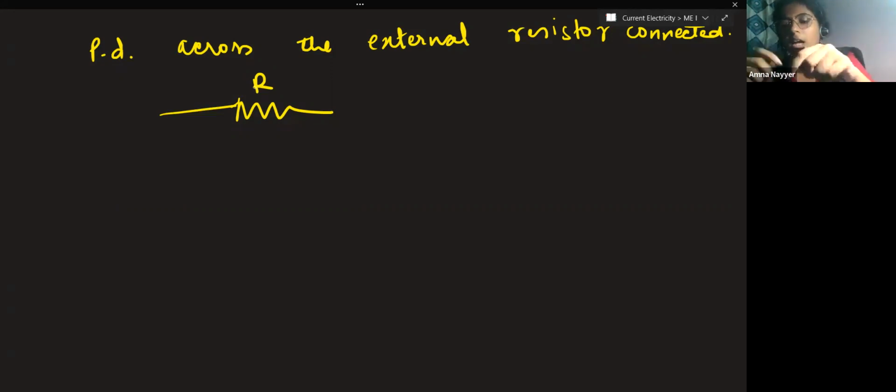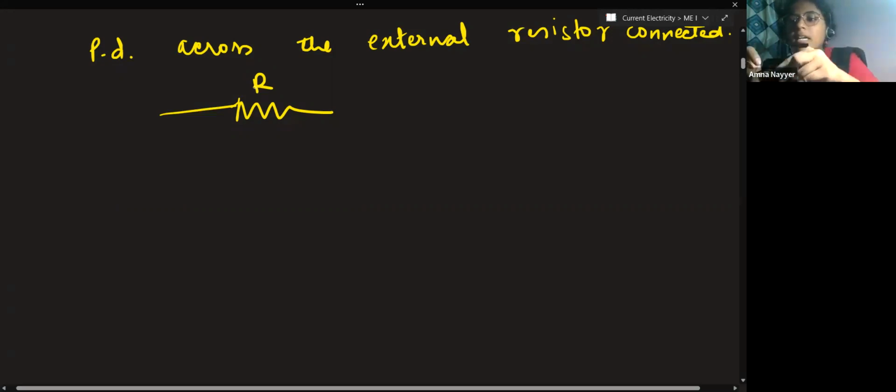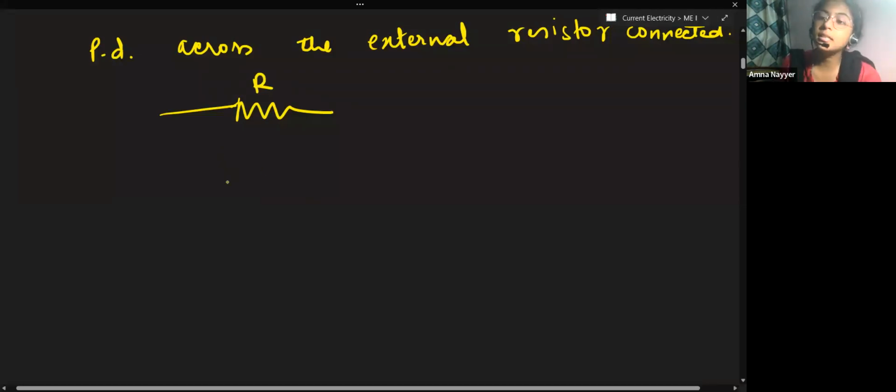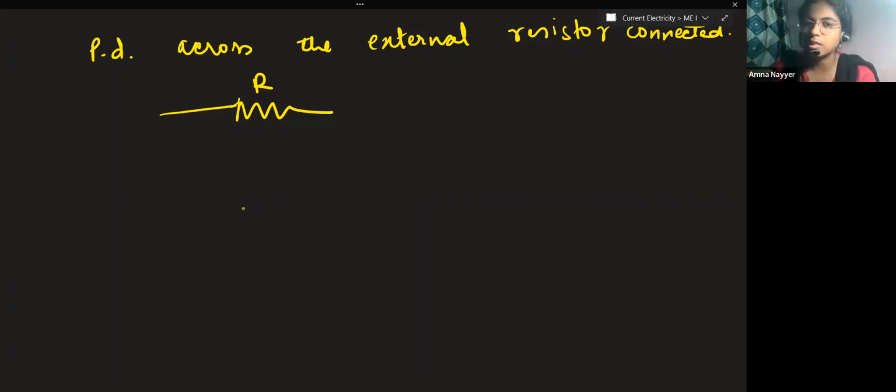Now, I have connected a resistor at its end. Like this, I have connected a resistor at its end. Now, the other end I have connected to the other part of the wire. So, I have just inserted a resistor in the circuit that I'm using. That we call an external resistor, a resistor that we have placed by ourselves that is not already present inside the mechanism of the cell.